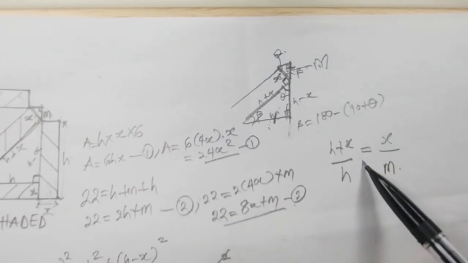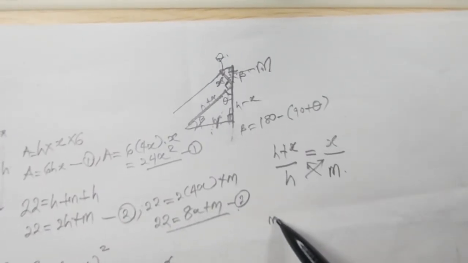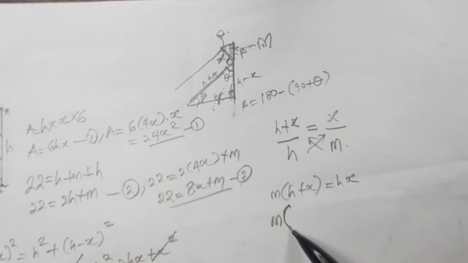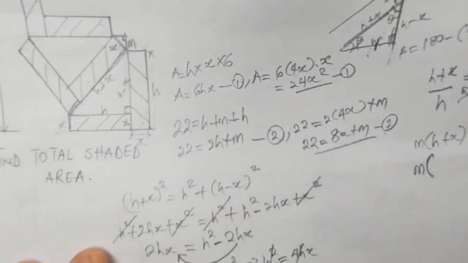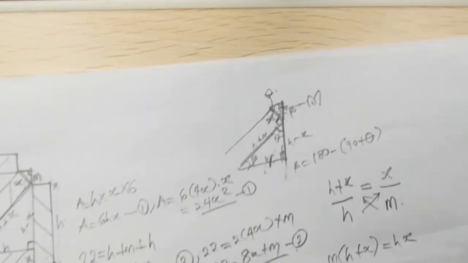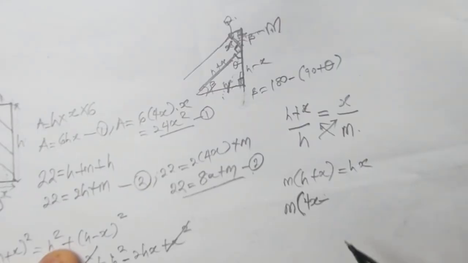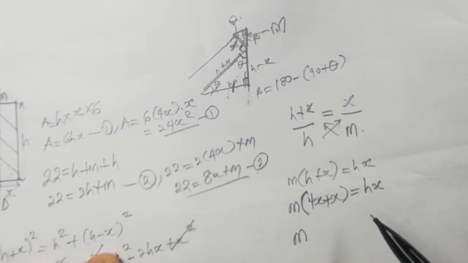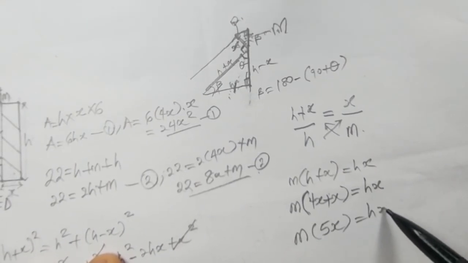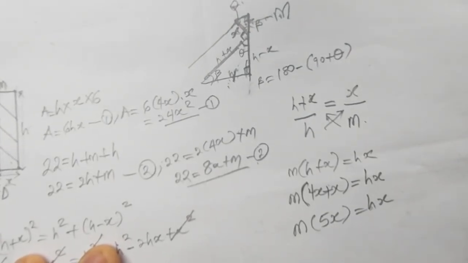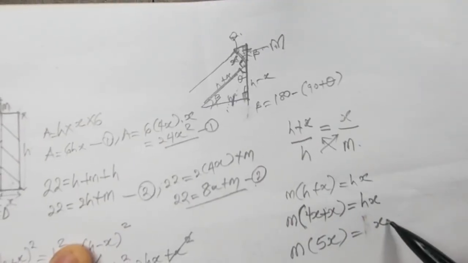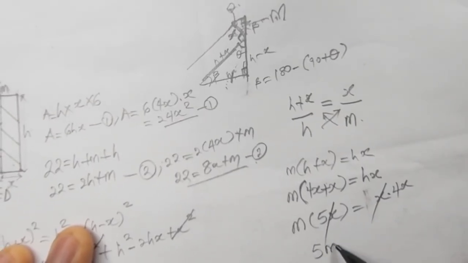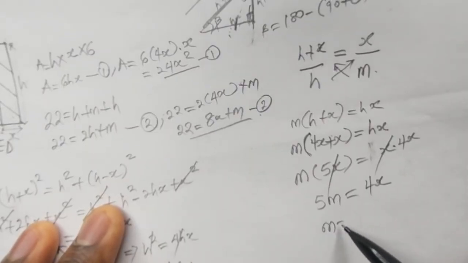Right. So we just cross multiply. So we have m times h plus x equals hx. Now we have m into brackets, h plus x equals hx. We found the value of h somewhere here. h is 4x, okay? So now we have 4x plus x, which is 5x, times m equals hx. Now our h is also 4x, so this becomes times 4x. Now the x's can cancel out, okay? So we have 5m equals 4x. Therefore, m is equal to 4 divided by 5 x.